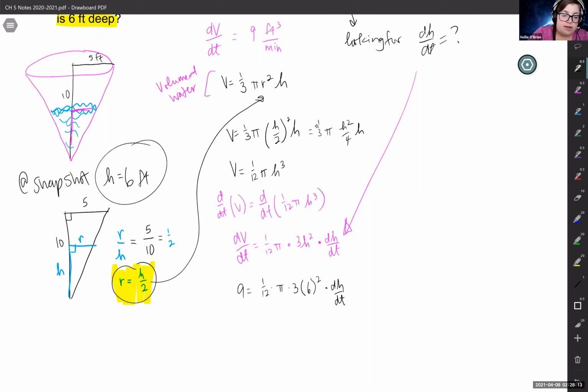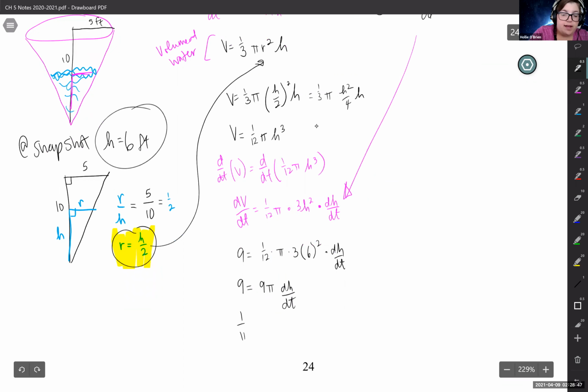Let's see, 36 and 12. Okay, I'll show one more step of simplification. So we have 9 equals 9 pi dH/dt. I just solved the numbers: 36 times 3 is 108, divided by 12 is 9. That's how I got that number. Just simplify the numbers and divide both sides by 9 pi. So we have 1 over pi is dH/dt, the rate of change of our height.